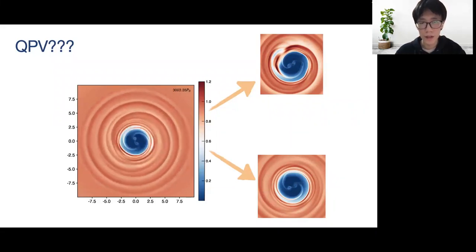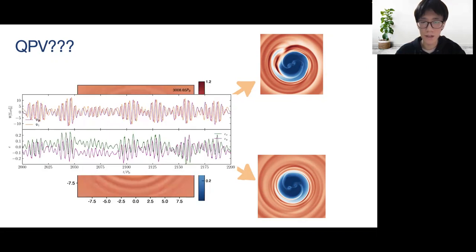And in order to quantitatively measure this feature, we can measure the mass quadrupole of the entire disk and the eccentricity of the entire disk. You can see there is this very nice long-term modulation, which is around 30 times the binary orbital period, and that is the period of the quasi-periodic variability.